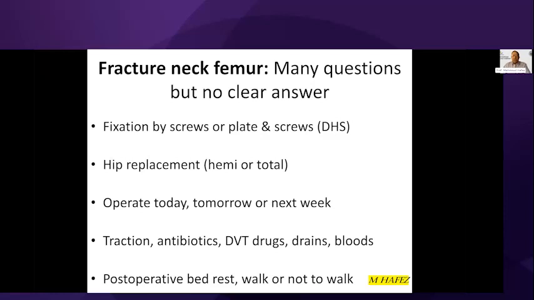Should we use traction? What are the rules of using antibiotics? Also DVT drugs, drains, blood transfusion. How about the post-operative bed rest? When can the patient walk with full weight bearing or not?